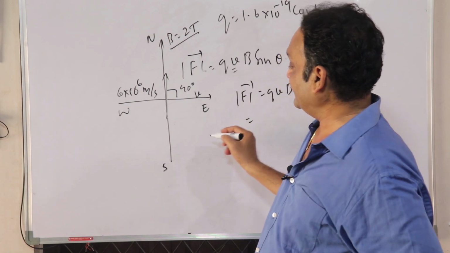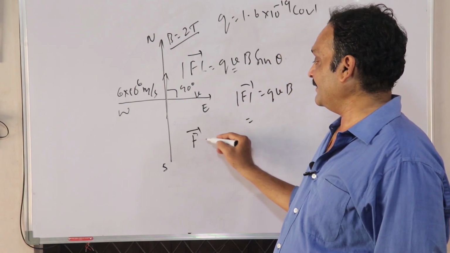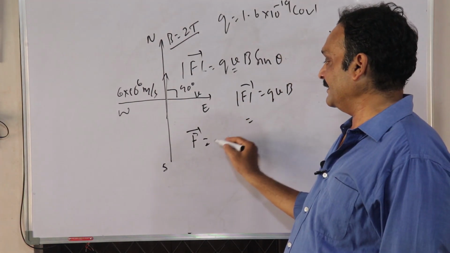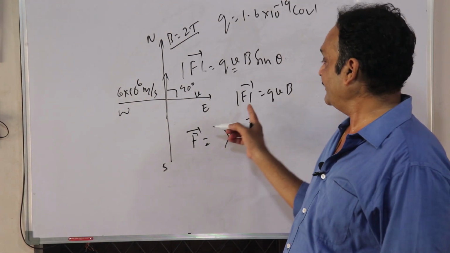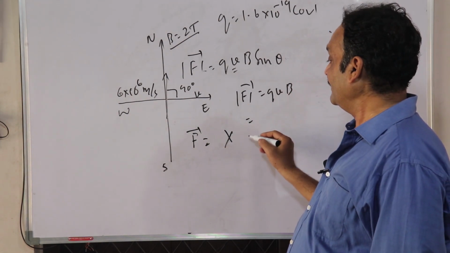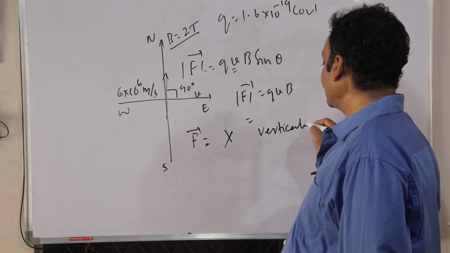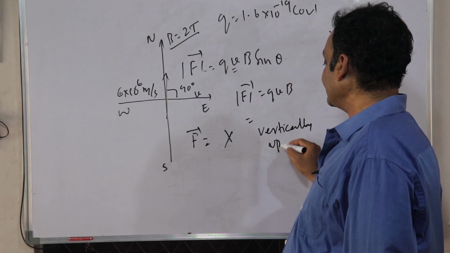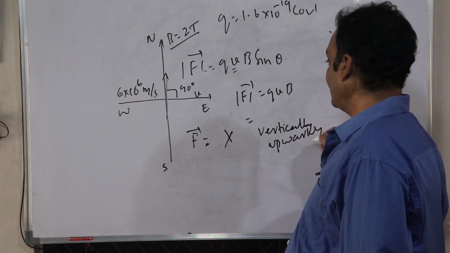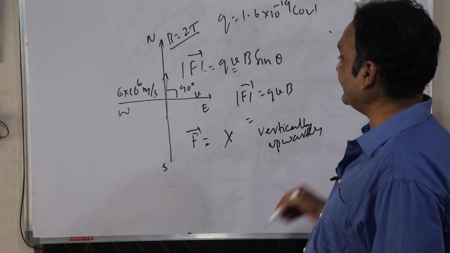So if he is asking for F bar, you have to calculate its magnitude, and whatever you get, F equal to Q into V cross B, and the direction is vertically upwards. You should write vertically upwards.